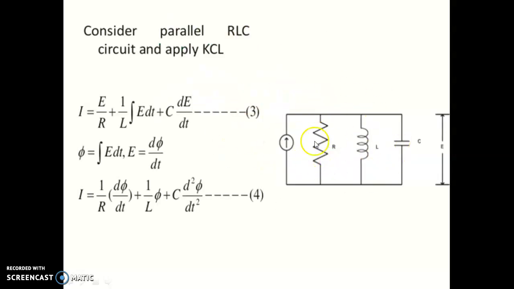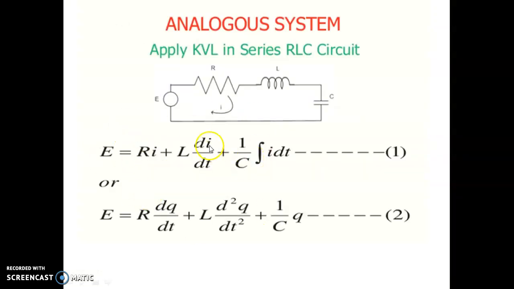Similarly, we had KVL. Now this is another circuit, so here we are going to apply KCL. Here we have input and output. So i is equal to E by R plus 1 by L integration of E dt plus C dE by dt, by applying KCL. Right. Now for KCL, that is the current law, whereas here we applied the force voltage analogy, so i was replaced by dq by dt.